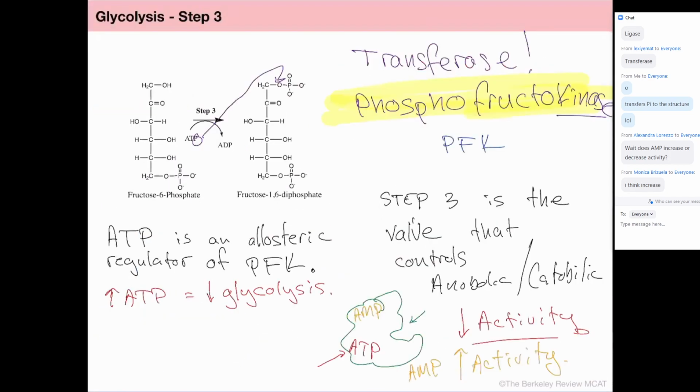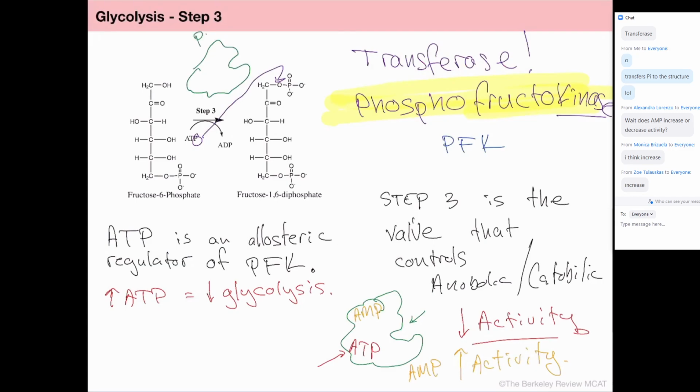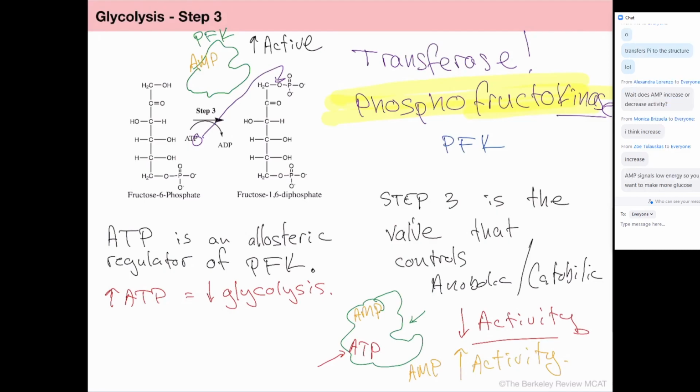And I'll go back to this. AMP increases phosphofructokinase activity. Here's our enzyme over here, the step 3 enzyme, PFK. If you have AMP, it binds somewhere else on the enzyme, which makes it much more active. So you'll get more fructose 1,6-bisphosphate.